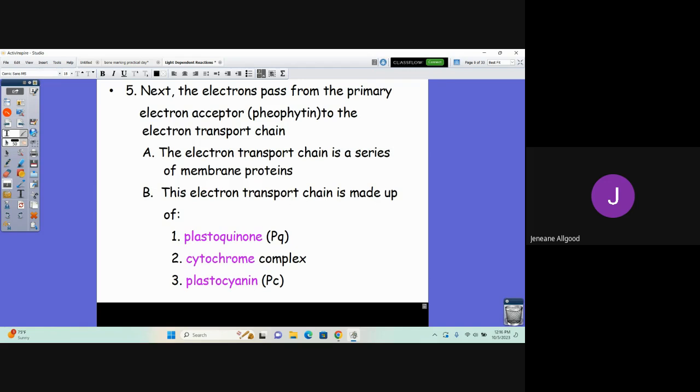This is the first electron transport chain, because there are two. It is made up of 3 proteins, and they are plastoquinone, cytochrome complex, and plastocyanin. Yes, you've got to know those. Yes, you've got to know that that's the order they go in, and that is descending order.